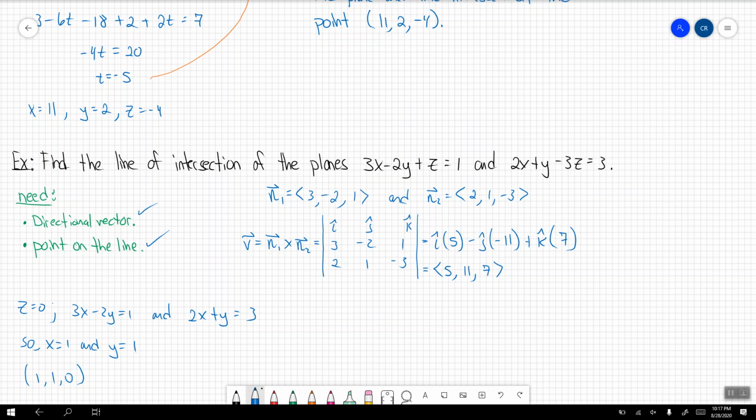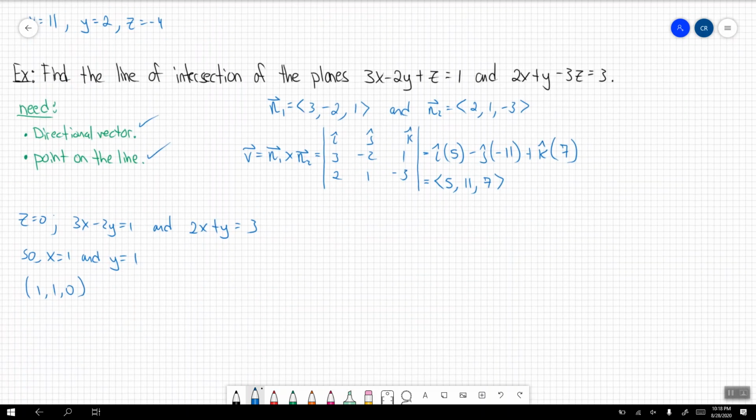Now again, this is not the only answer. You can take the same approach for the x's, and the same approach for the y's. Maybe you don't want to fix z equal to 0. Maybe you want to fix z equal to 1 or z equal to 2, whatever that may be. You are more than welcome to try any one of those values. However, for the purposes of moving forward, we now have a directional vector and the point on the line. Notice they didn't tell us how they wanted the line of intersection, either symmetric equations, vector equation, or parametric equations. So I'm going to start with the vector equation first.